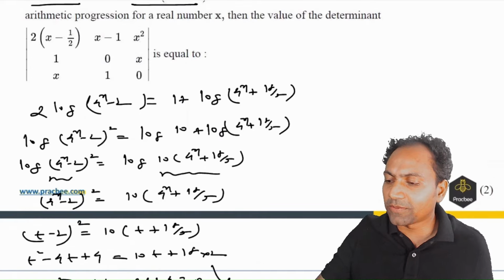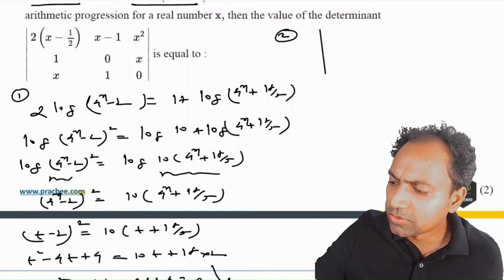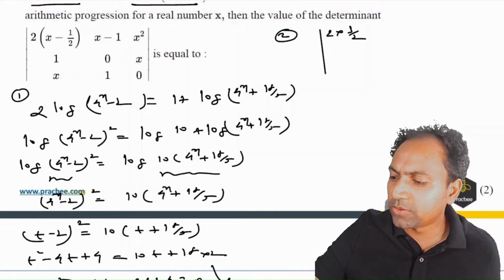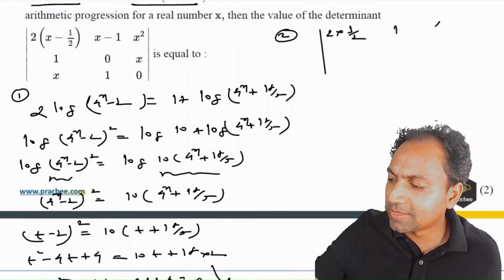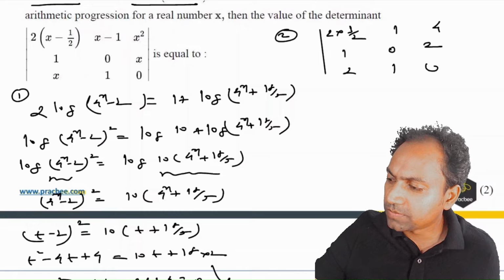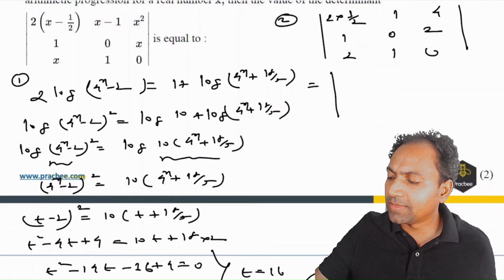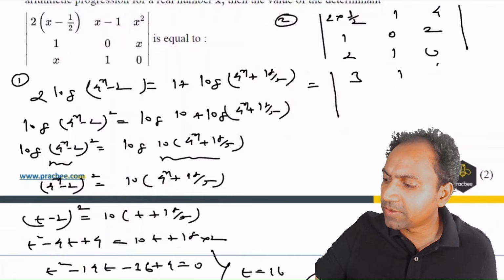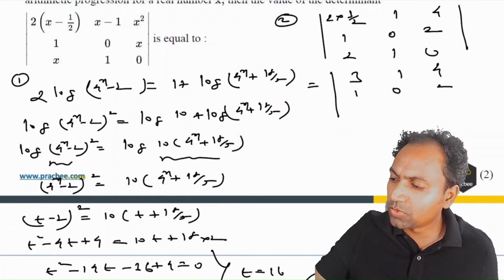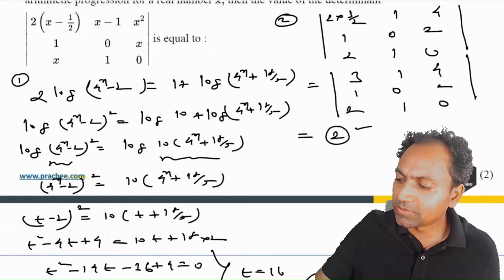Now this is the first part of the question. In the second part of the question, we'll deal with this determinant. And this is quite a simple part because you have to just put the value. So this becomes 2 into 3 by 2. This becomes 1. This becomes 4. 1, 0, 2, 2, 1, 0. And this becomes a very simple determinant wherein the first row is 3, 1, 4, the second row is 1, 0, 2, and the third row is 2, 1, 0. And if you simplify this, the answer comes out to be 2.